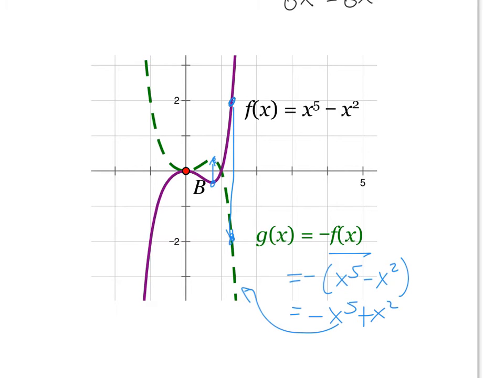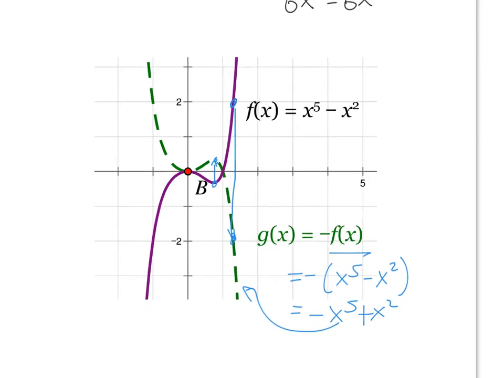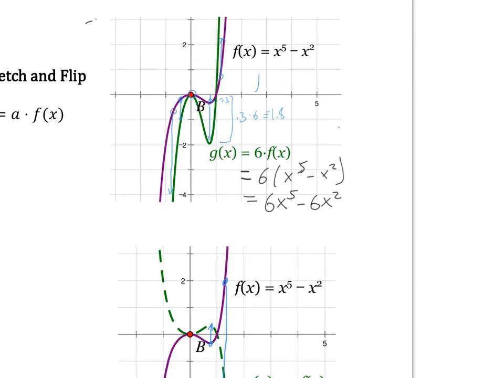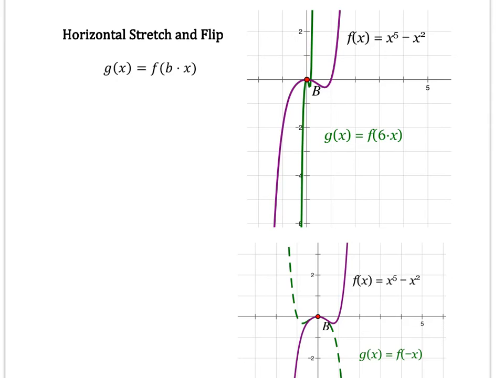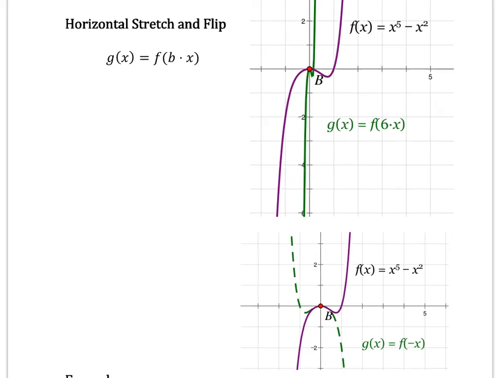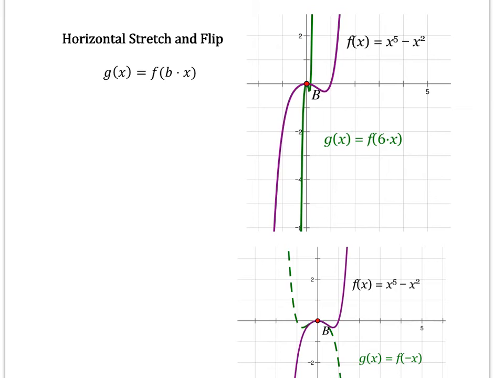All right, so putting a negative in front flips it vertically. Putting a number in front is going to stretch it vertically or shrink it. If this was 1/6, it would shrink it. So we've added numbers to the inside and outside. We've multiplied numbers outside the function. And what about if we multiply inside the function? Well, if we multiply inside the function, we get a little interesting result.